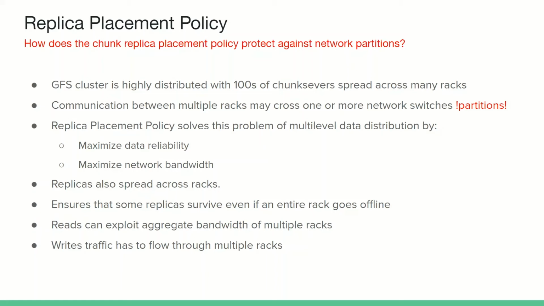So the replica placement policy solves this problem by multi-level data distribution. It maximizes data reliability, and it also maximizes network bandwidth. So replicas are spread across racks. Replicas are not just stored on different servers in the same rack. The replica placement policy makes sure that the replicas are stored on servers in different racks too. This ensures that some replicas survive even if an entire rack goes offline.